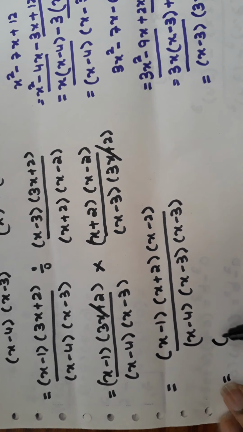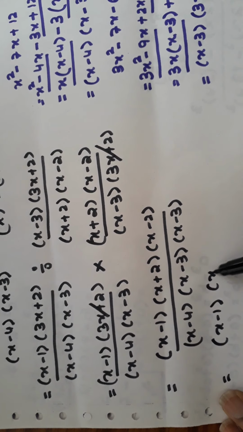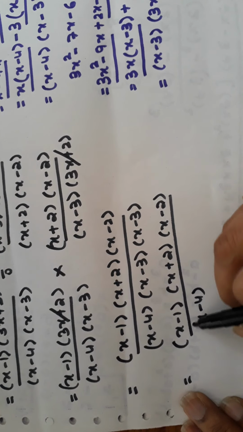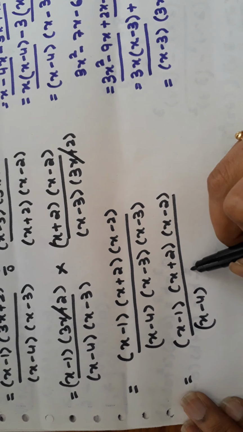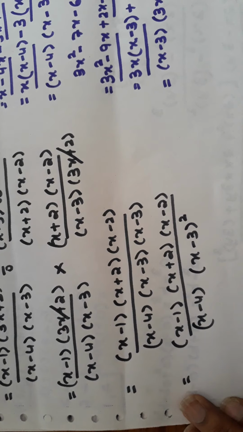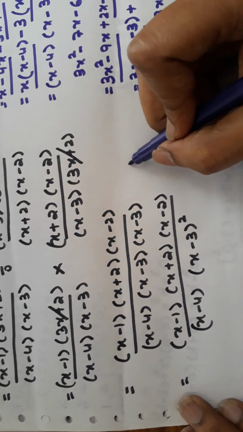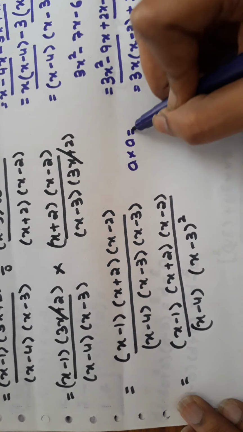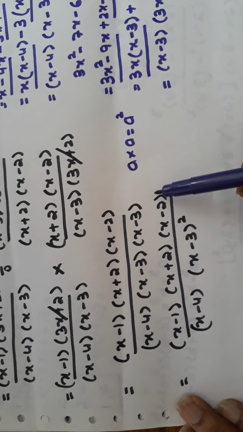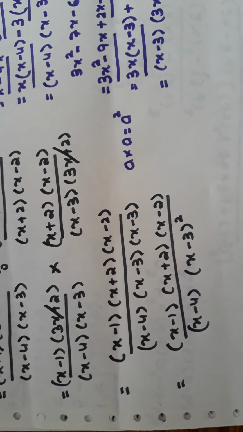Now this you can again write it as x plus 2 x minus 2 upon x minus 4 x minus 3 into x minus 3 is x minus 3 the whole square, because when you are multiplying the same term you get a square. So x minus 3 into x minus 3 is x minus 3 the whole square.